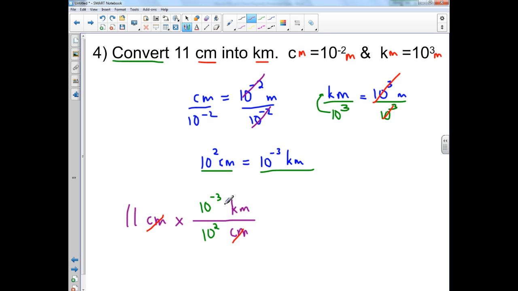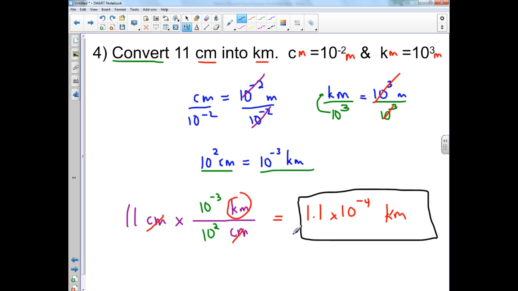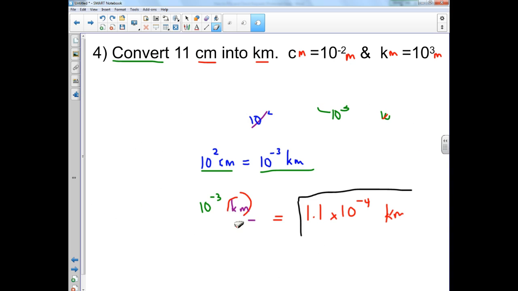And I'm left with this many kilometers, which gives the exact same answer as before. 10 to the, what was it, minus 4. So negative 3 minus 2 is negative 5. And then that's a positive 1 power of 10 here, so that's negative 4. Got to keep the units in there, can't forget that. And that's the final answer. So this method is just as acceptable as the method I showed before.